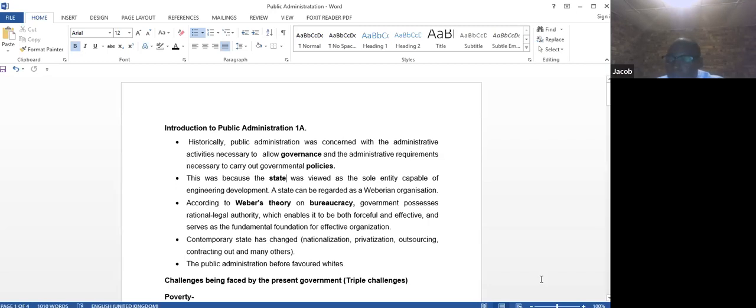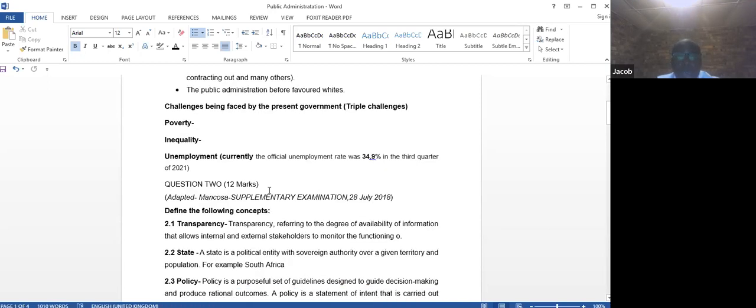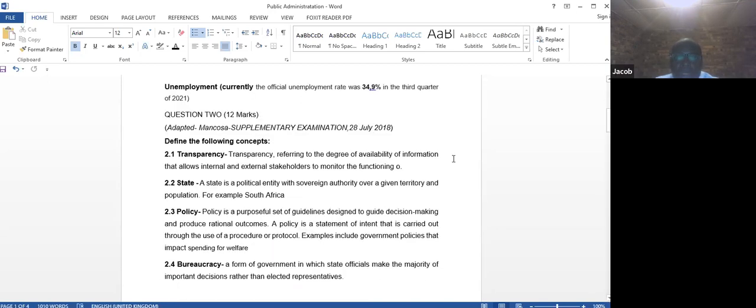So I will just go down here and see where I got this question. So this is question 2, if you can see properly. This is question 2 from the supplementary examination on 20th June 2018. So I adapted it from Mancosa. This is a Mancosa question. So they say define the following concept. From what we discussed above, there was no transparency, but I also included transparency because it was there. Because the government or a state must be a state that does its thing transparently so that no one has to question what is happening.